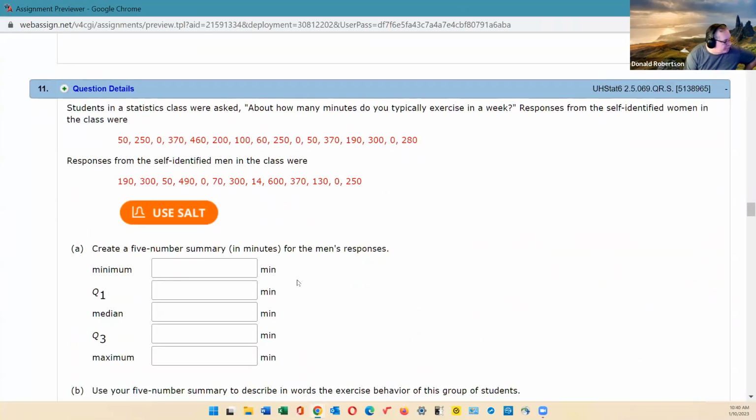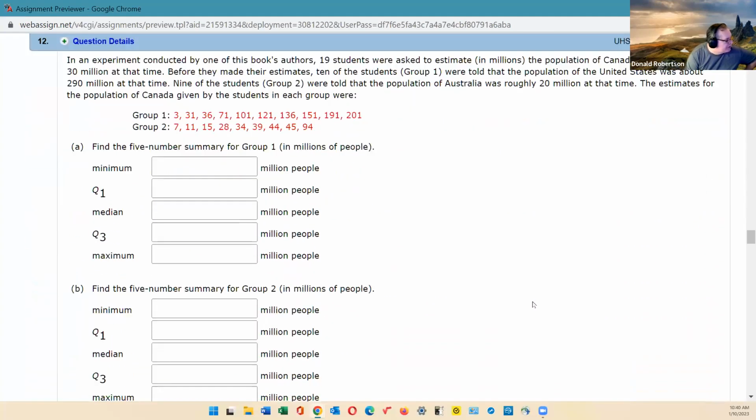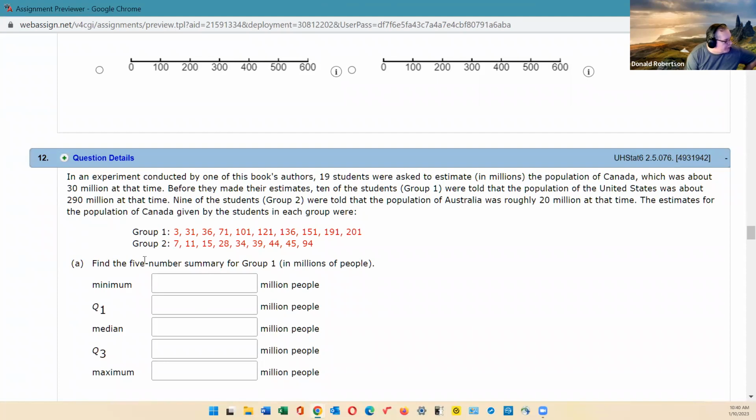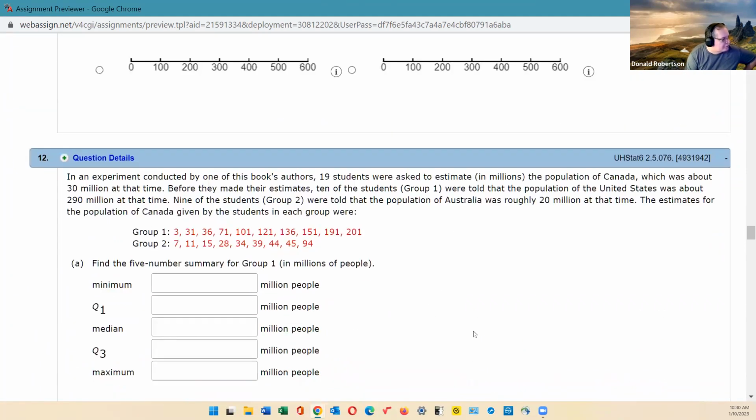Question 11 is your basic 5-figure summary. Nothing to see here. Question 12 is 2 different groups, 2 separate 5-figure summaries. Right? Now, this one does not have a Sault button. Do you notice that? Does not have a Sault button. And doesn't that mean you have to go to plan B and use your TI-84 to get all the numbers?